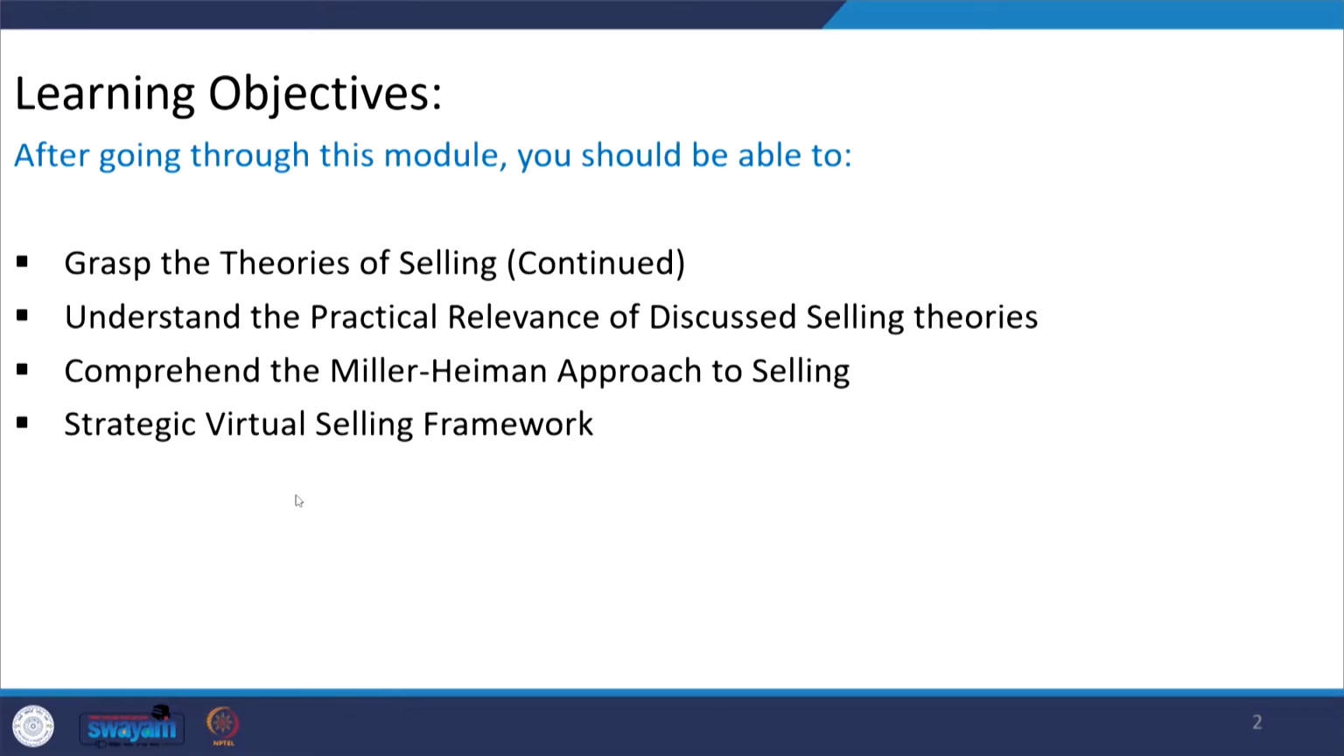Now as we proceed, we'll be talking about the remaining theories of selling. We'll also have a brief discussion about the practical relevance of the selling theories we have discussed so far. We'll also be getting into understanding the Miller Heiman approach to selling, and finally we'll be looking at one of the strategic virtual selling frameworks.